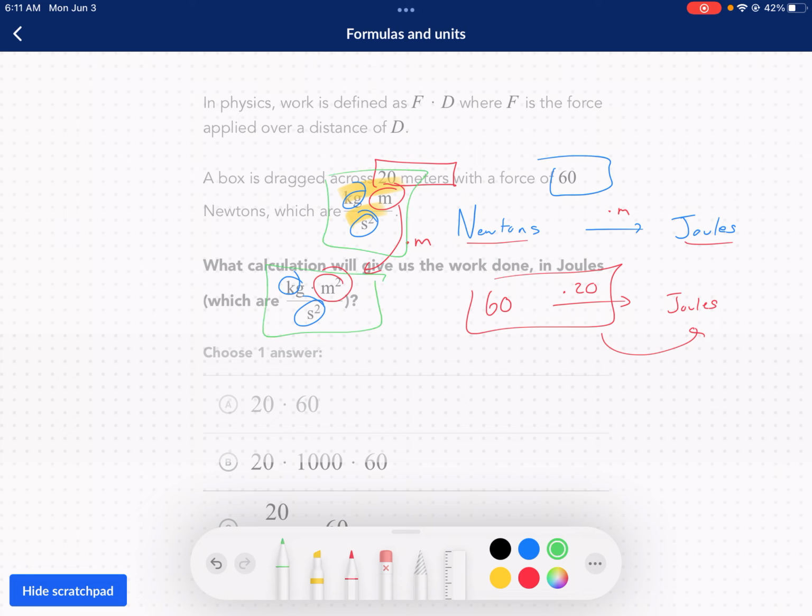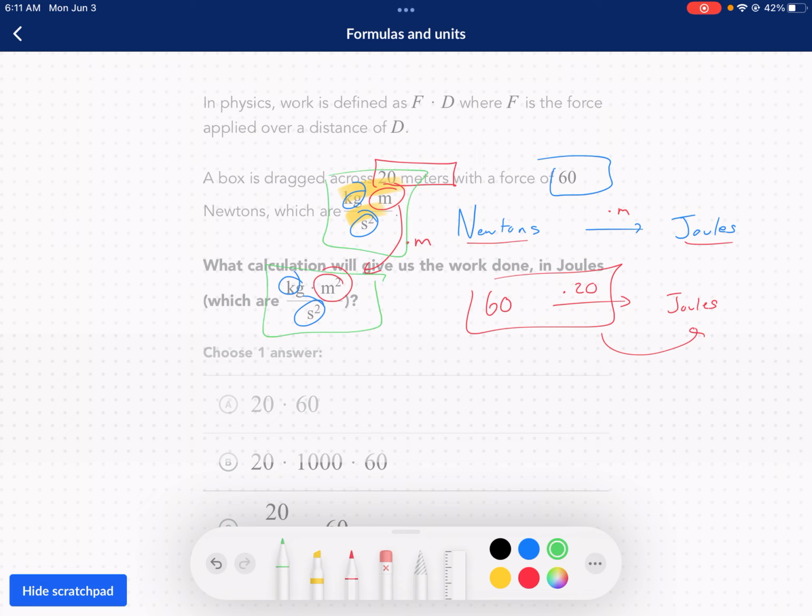So we're going to do 20 times 60, and that will give us our correct answer. Moving on to number 3. The formula for the distance traveled over time, t, and average speed, v, is v times t. A meet ran for 40 minutes at a speed of about 5 kilometers per hour. What calculation will give us the estimated distance a meet ran in kilometers?